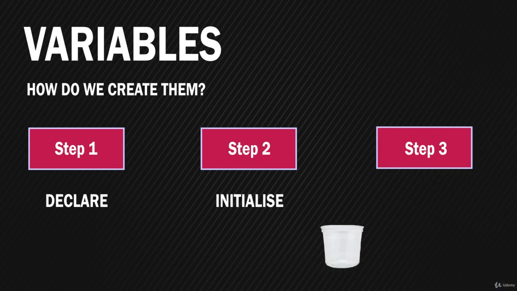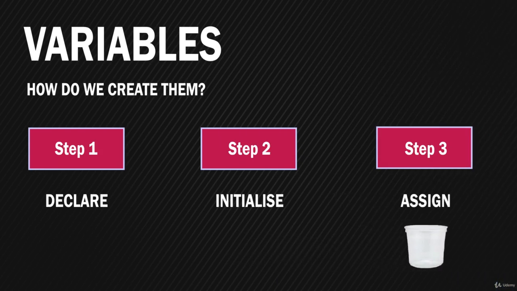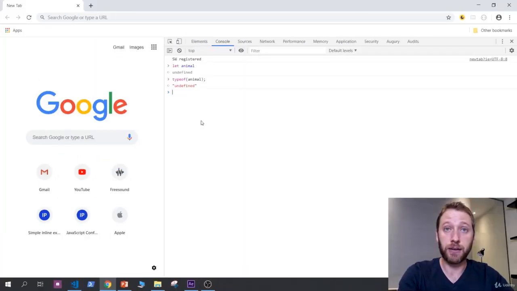Which brings us to the third step, and that is assigning a value to that variable. And all that means is that you literally put a value into that container. You tell JavaScript that that variable is to have that value. We've declared and initialized our variable called animal in this case. How do we assign it a value?